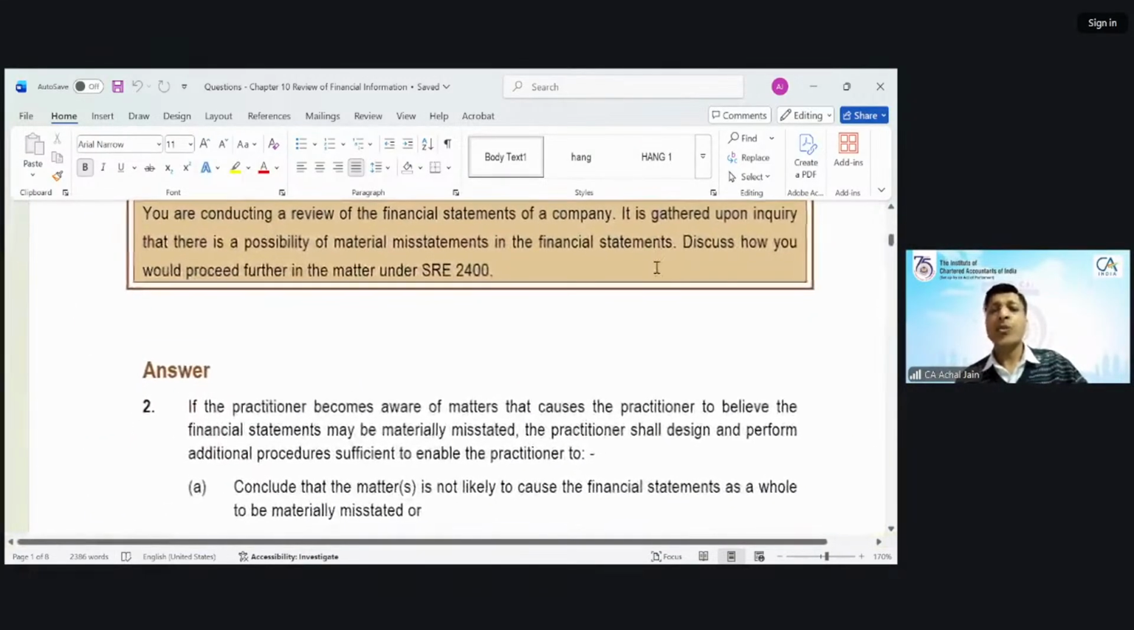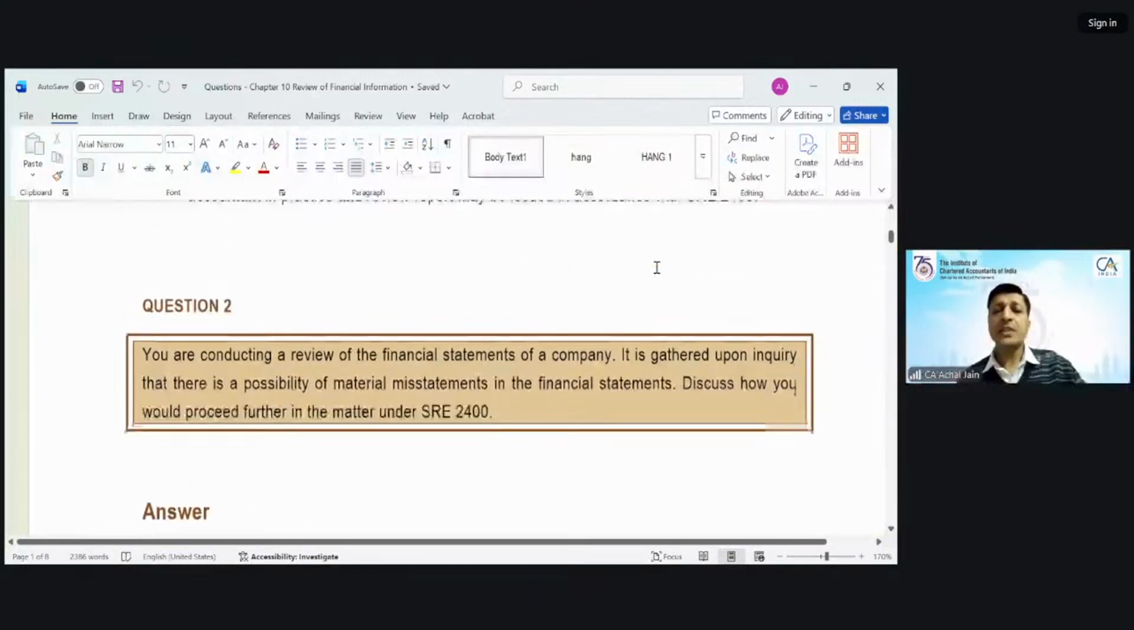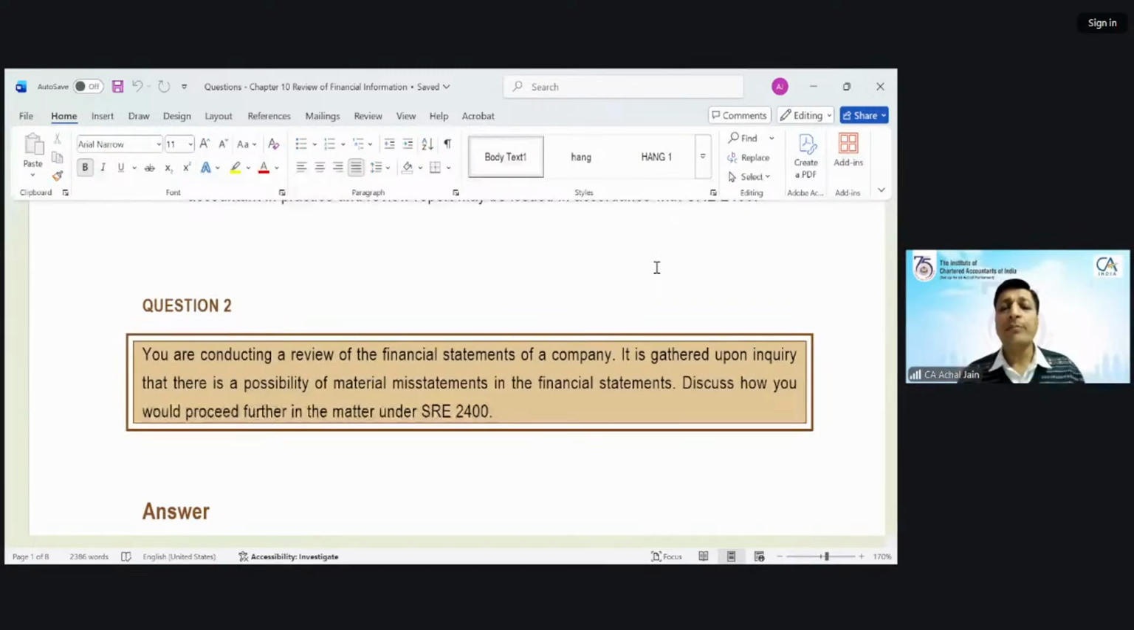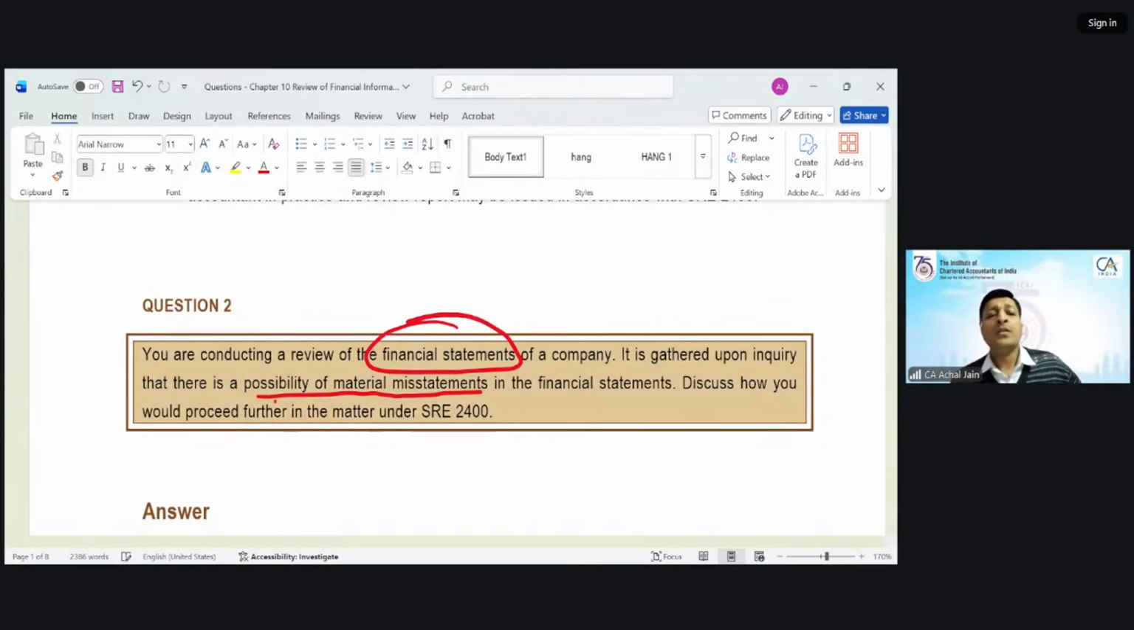Next, you are conducting a review of financial statements of a company. It is gathered upon inquiry that there is a possibility of material misstatements in the financial statements for which the review is being performed. So we are talking about this financial statement. There's a possibility of material misstatement. So how would you proceed in respect of this under SRE 2400? Over to you. What are your thoughts? What do you do when you have this situation? How do you deal with this?